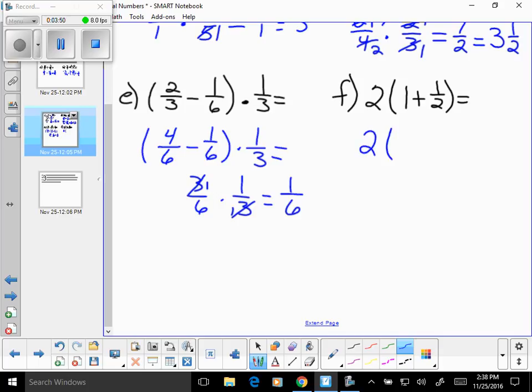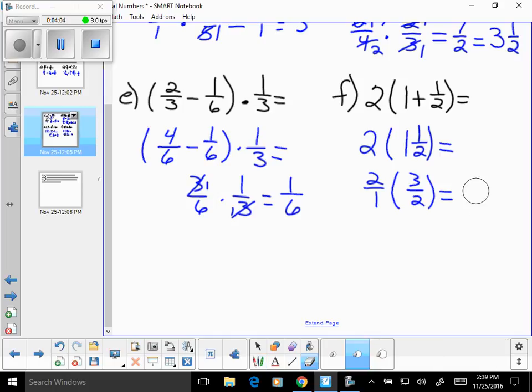I will have 2 times 1 and 1/2, which means I have 2/1 times 3/2. 2 times 3 is 6. Okay, I didn't look for reduction on that, did I? 2 and 2 reduce, so I have 1 times 3/1. Well, 1/1 is 1, and 3/1 is 3. 1 times 3 is 3.